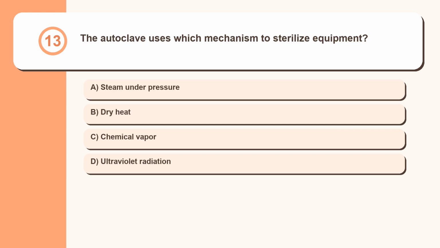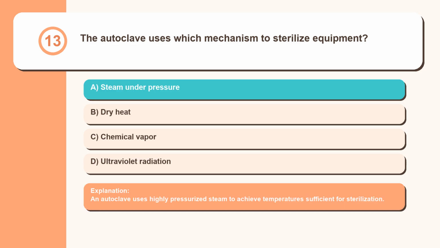Question 13. The autoclave uses which mechanism to sterilize equipment? Steam under pressure, dry heat, chemical vapor, ultraviolet radiation. An autoclave uses highly pressurized steam to achieve temperatures sufficient for sterilization.